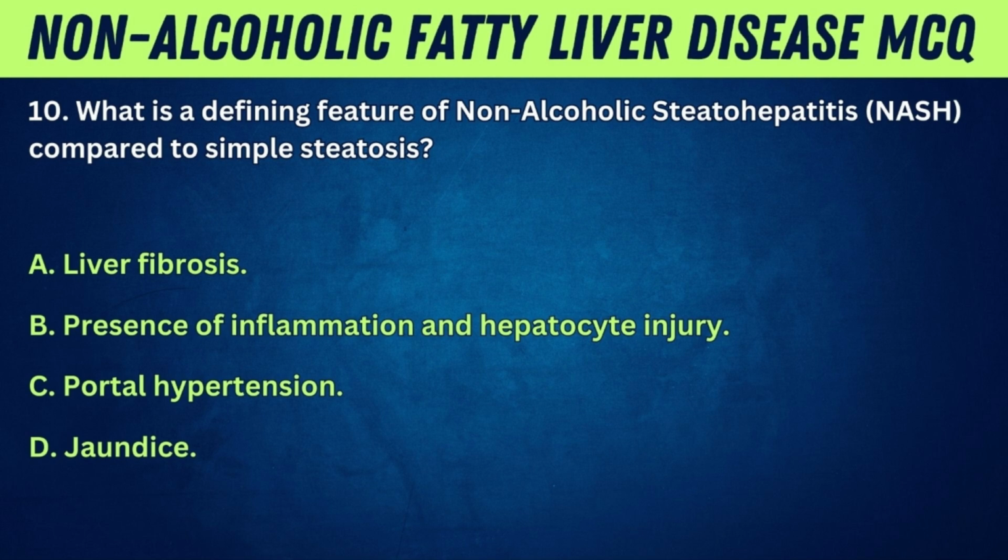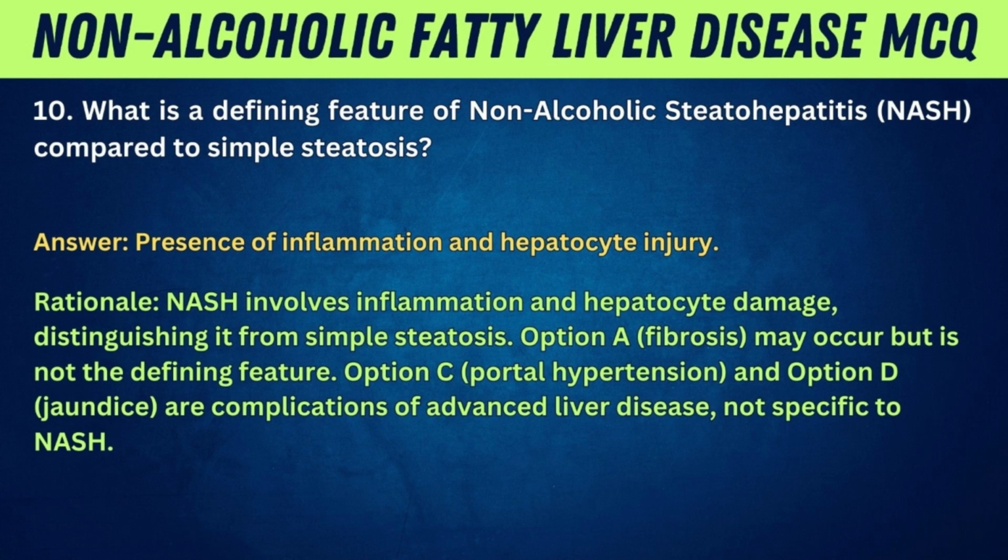A. Liver fibrosis. B. Presence of inflammation and hepatocyte injury. C. Portal hypertension. D. Jaundice. Answer: presence of inflammation and hepatocyte injury. Rationale: NASH involves inflammation and hepatocyte damage, distinguishing it from simple steatosis. Option A, fibrosis, may occur but is not the defining feature. Option C, portal hypertension, and Option D, jaundice, are complications of advanced liver disease, not specific to NASH.